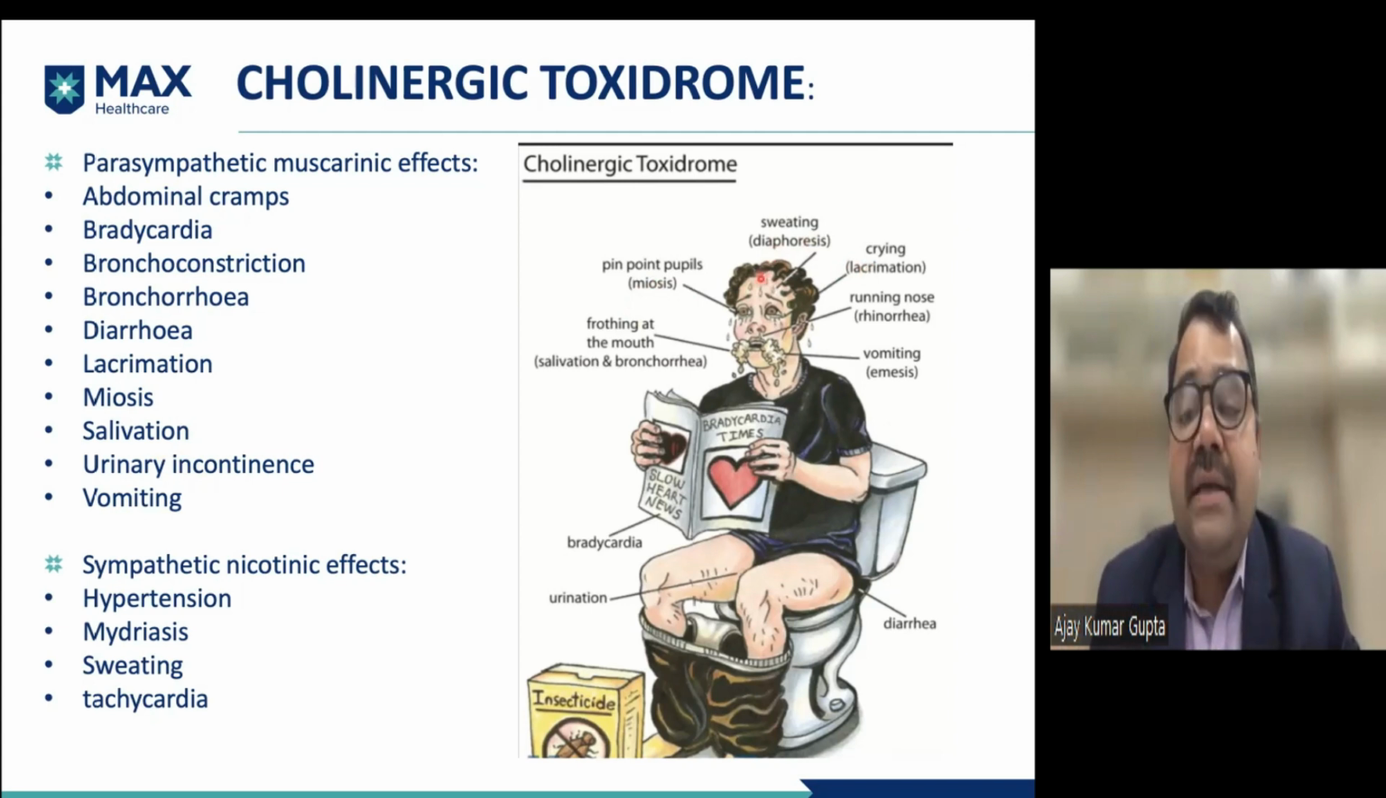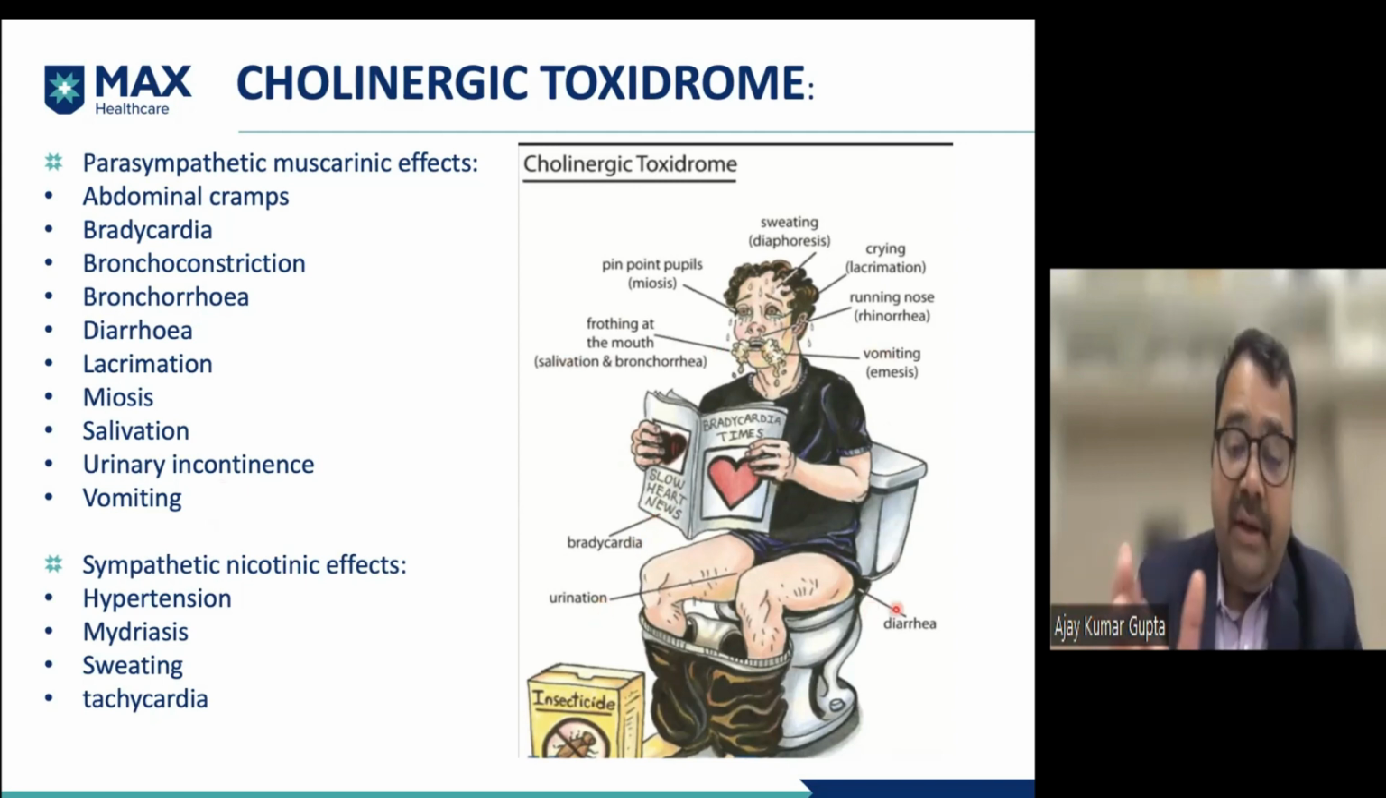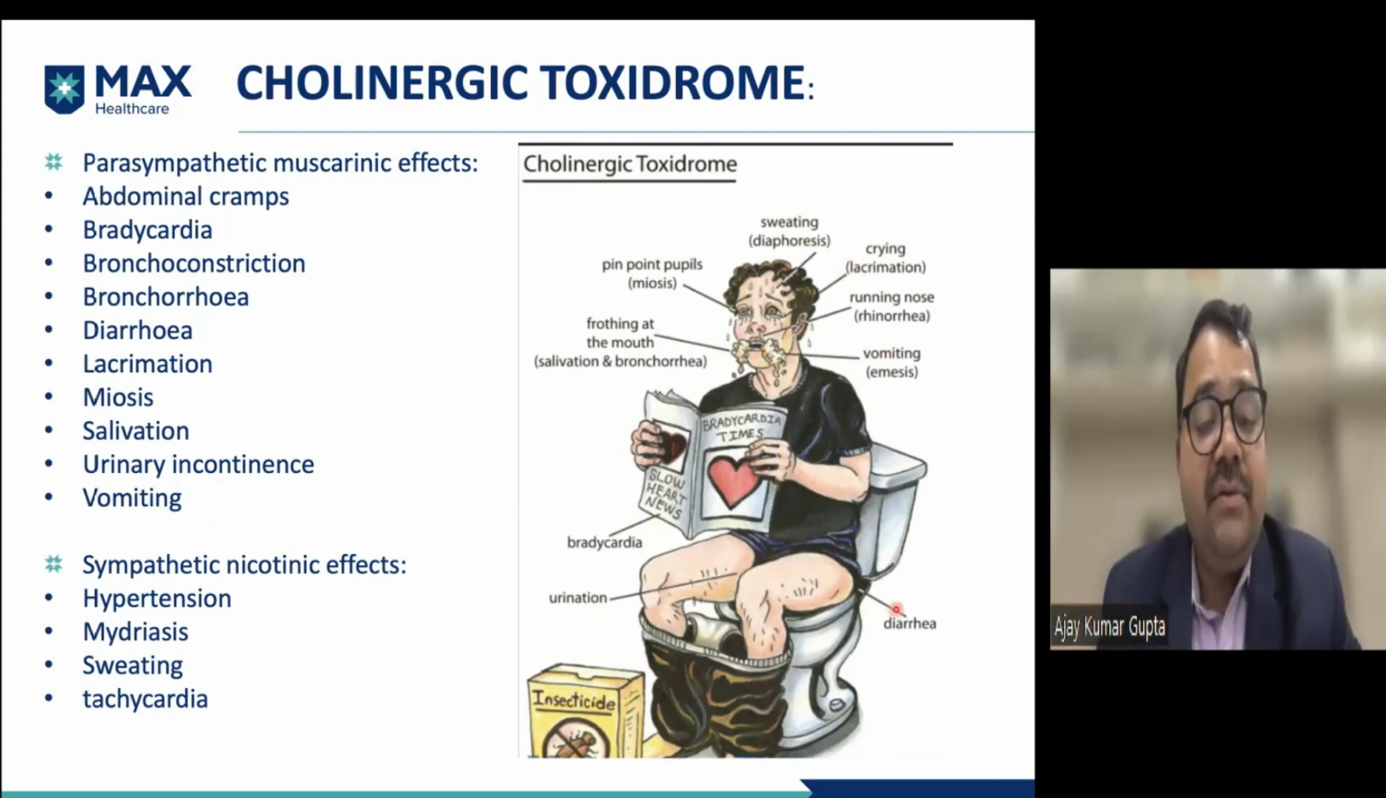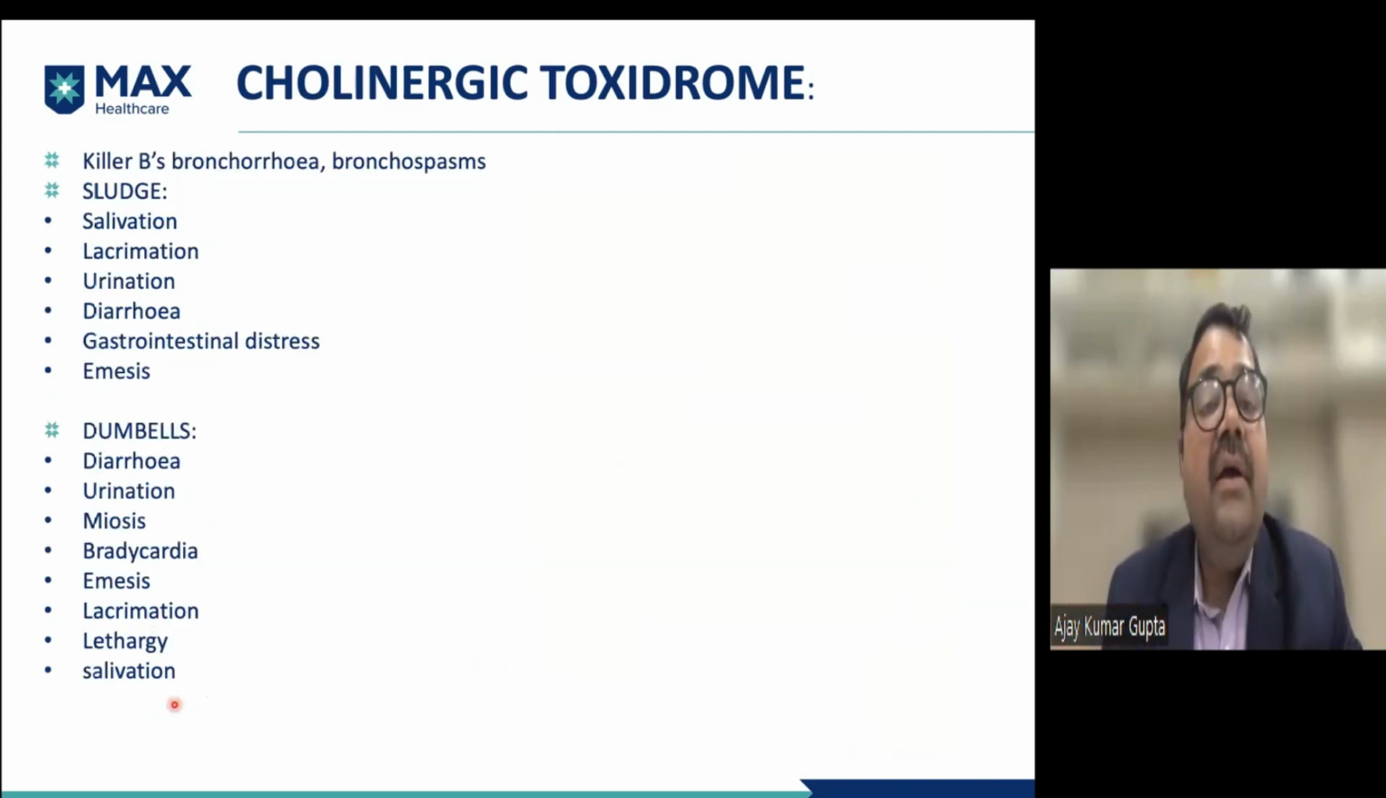So whether it is the skin from where the sweating is there, whether it is the nose from where the rhinorrhea is there, whether it is the eyes from where the lacrimation is there, or whether it is from the mouth where the salivation and bronchorrhea is there, and whether it is the gut where the vomiting is there. And also you have the bradycardia and increased urination and also the diarrhea. So there is urinary incontinence also, and there is diarrhea also. And then we have the sympathetic nicotinic effects, which cause hypertension, mydriasis, sweating, and tachycardia.